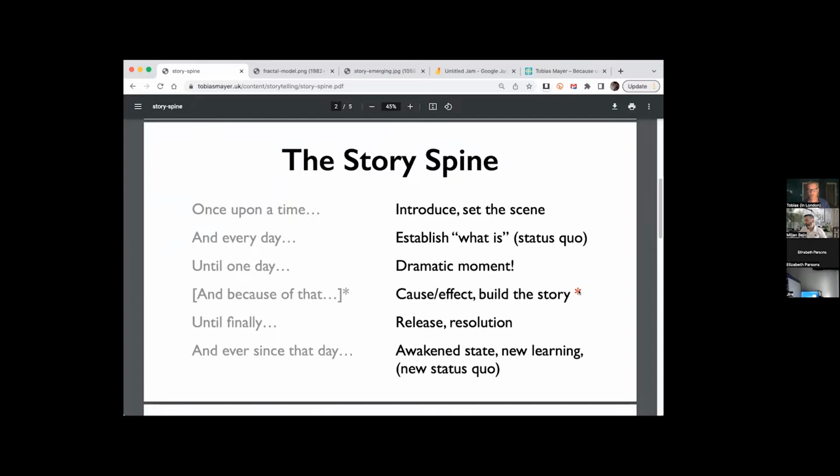And one of the key things about story is that we must change our awareness at the end of a story. We can't end the story in the same place that we began the story. Otherwise, there's no development. There's no awakening. There's no learning. And every story that we tell takes us to a new place. It might take us up to a new place. It might take us down.